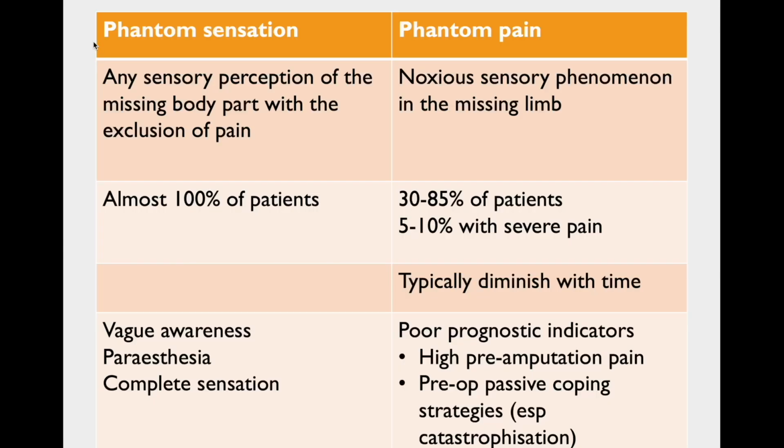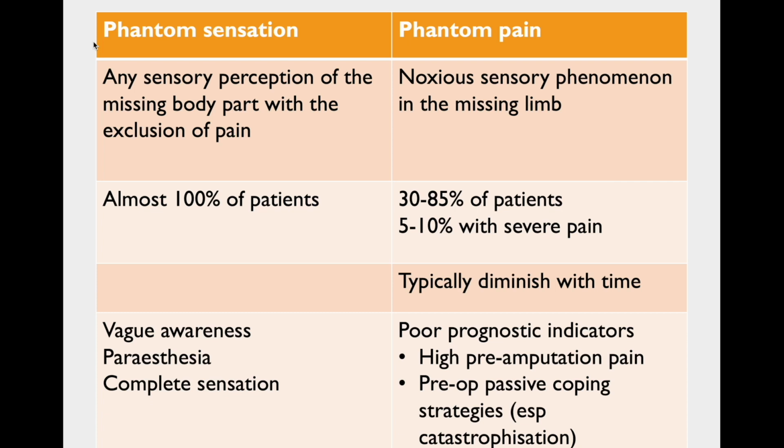After amputation, patients may get a phantom sensation or a phantom pain. A phantom sensation is any sensory perception of the missing body part with the exclusion of pain. It happens in almost 100% of patients post-amputation, and it can be described as a vague awareness, paresthesia, up to complete sensation of the limb. And it can be quite bothersome. For example, a patient might say, well, it feels like my foot is malpositioned. However, there's nothing I can do to reposition it.